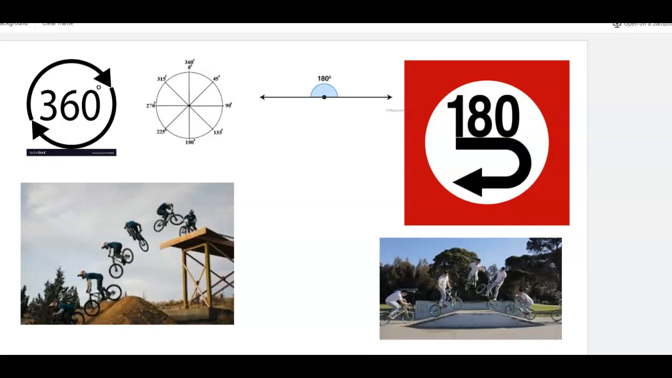Today, we're going to be learning about angles. Angles are really important in understanding shapes, especially triangles, which we're going to be learning about in our next lesson. Okay, so today we're going to learn about angles.